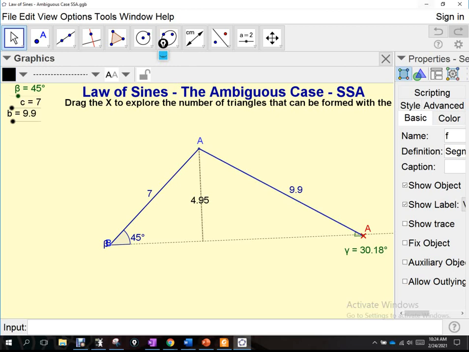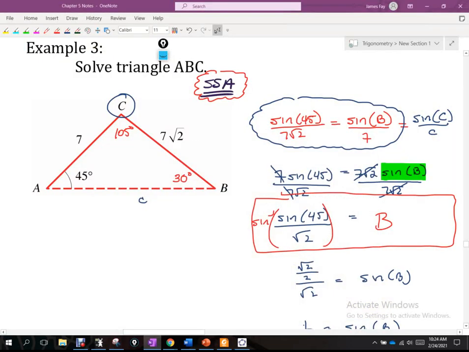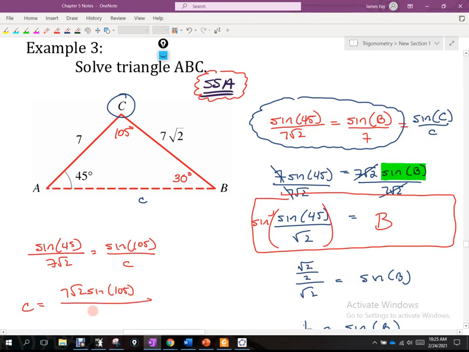It's based off of knowing what this altitude distance is, and that's hard to find. So the technique that we're going to use here is a little bit easier. So we know that it can't be 150, which means there's only that one triangle that can be created. Now, can I go ahead and find C by taking sine of 45 over 7 radical 2 equals sine of 105 over C? Once I cross multiply, I should get C equal to 7 radical 2 sine of 105 all over sine of 45.